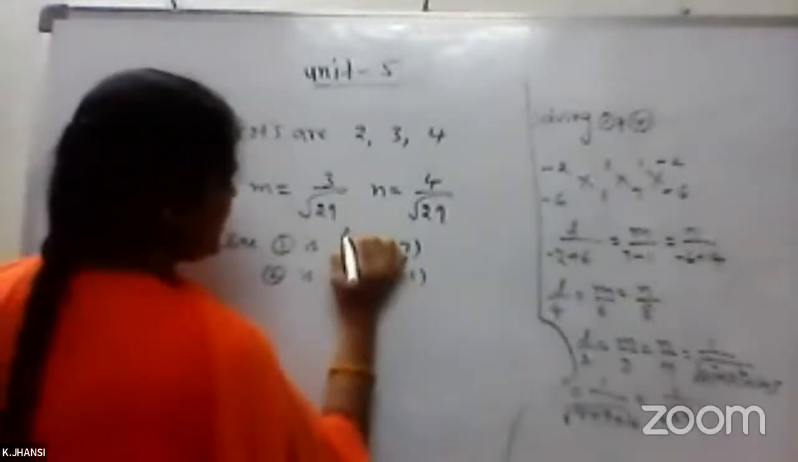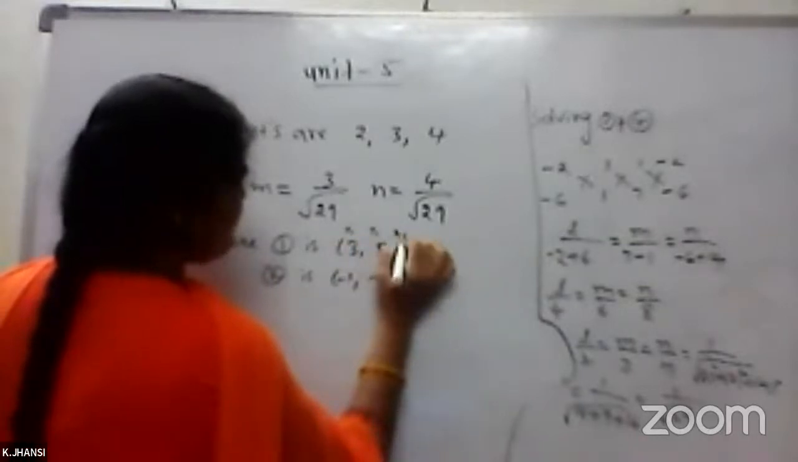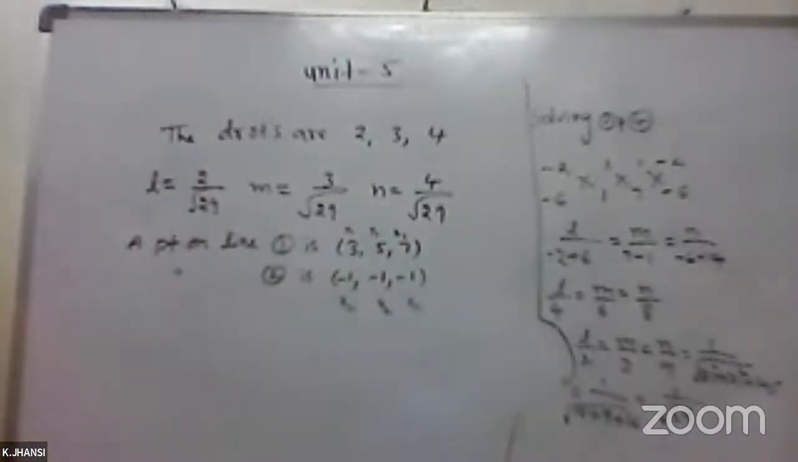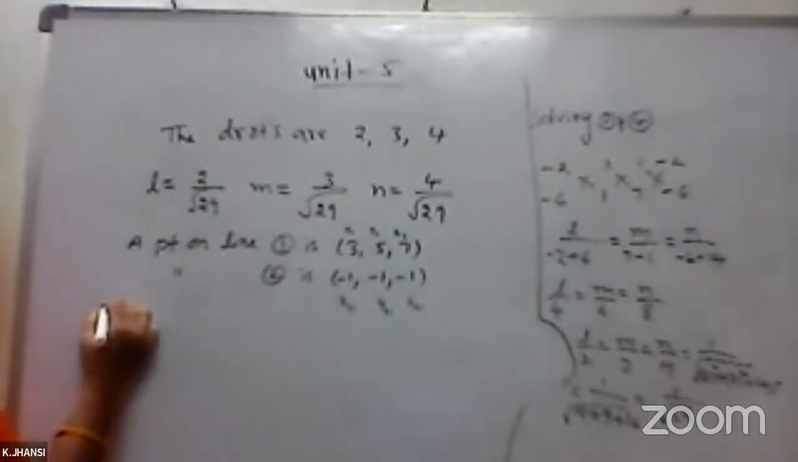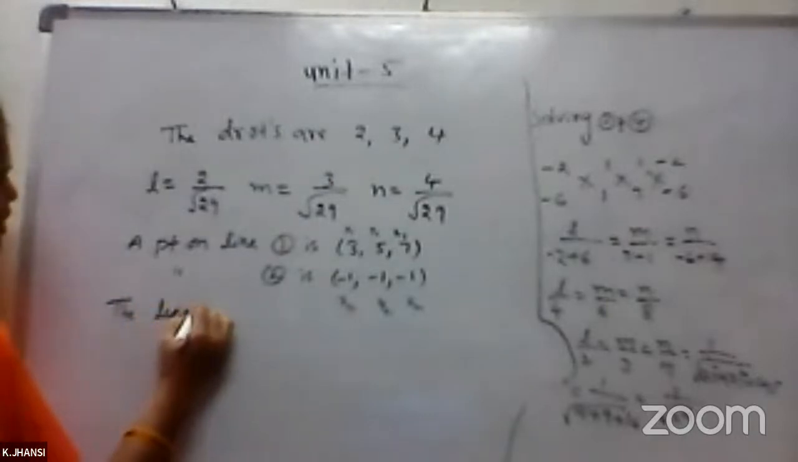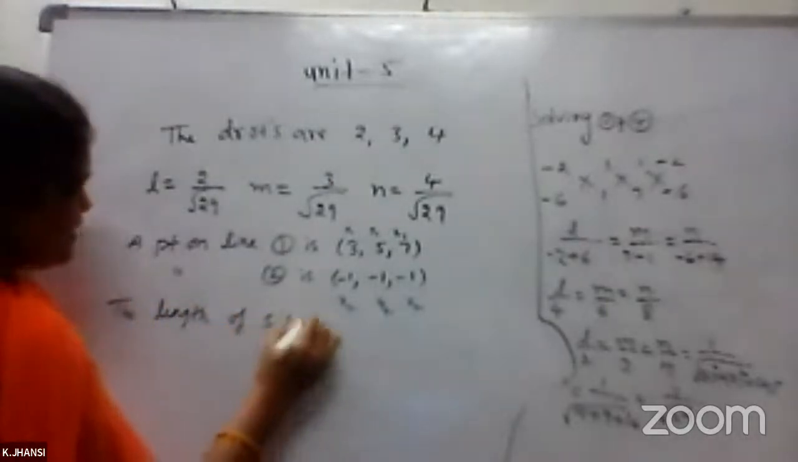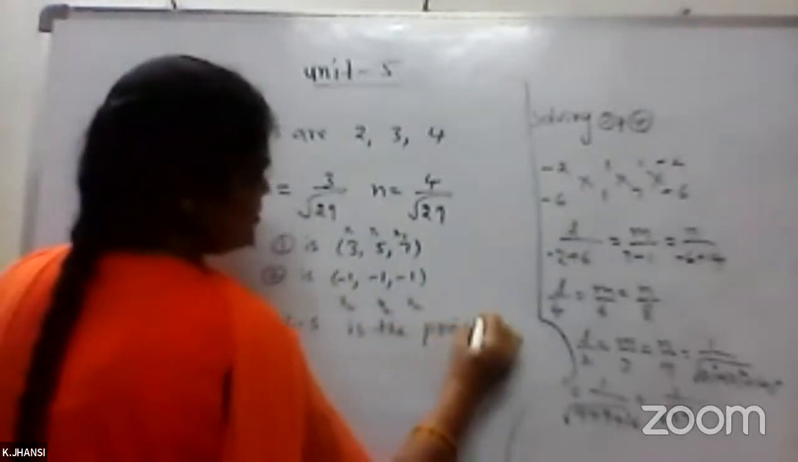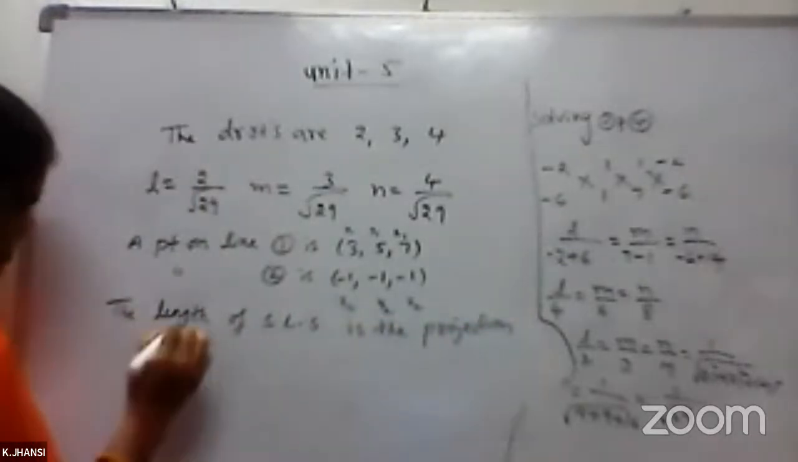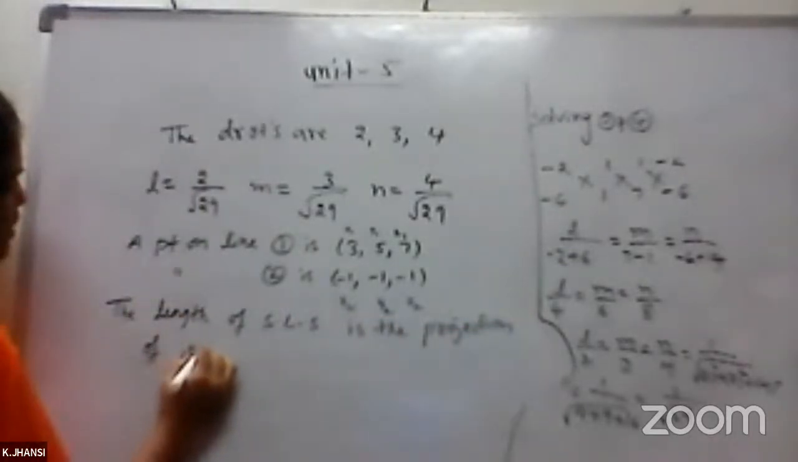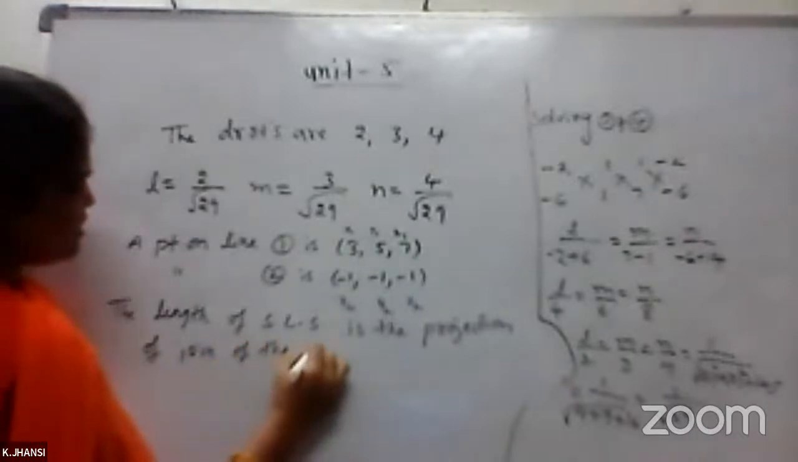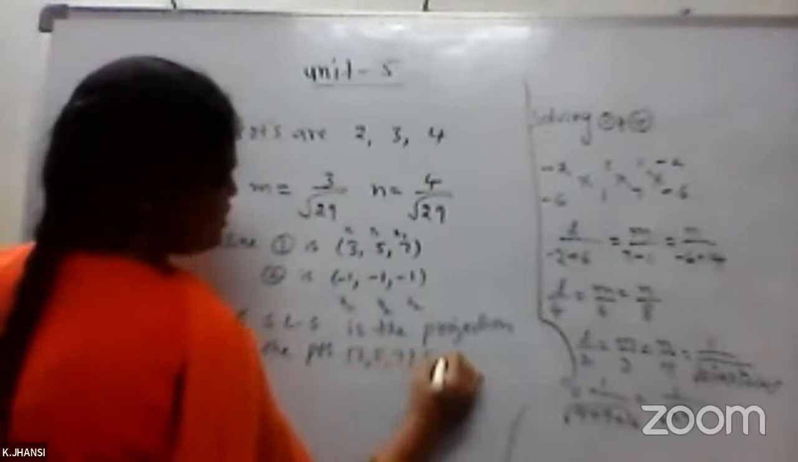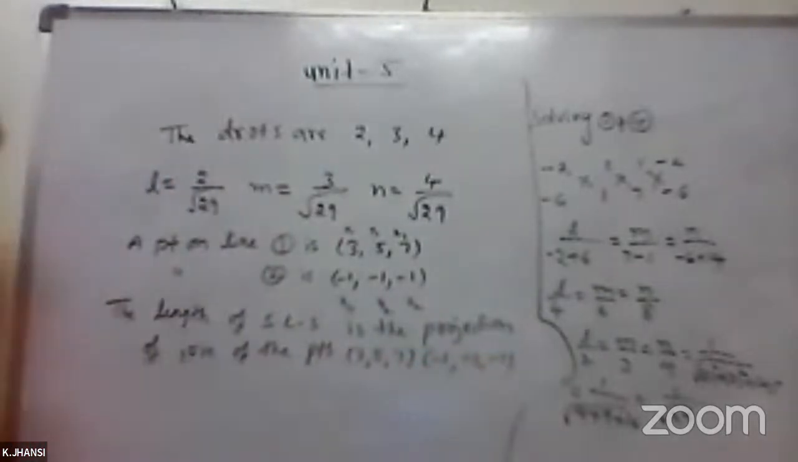If you want, you can write it like this: x1, y1, z1. This is x2, y2, and z2. So after that, the length of the shortest line segment is the projection of the join of the points, that is 3 comma 5 comma 7 and also minus 1 comma minus 1 comma minus 1.